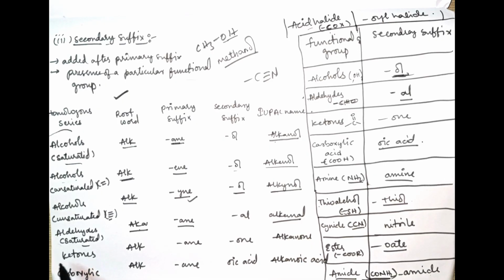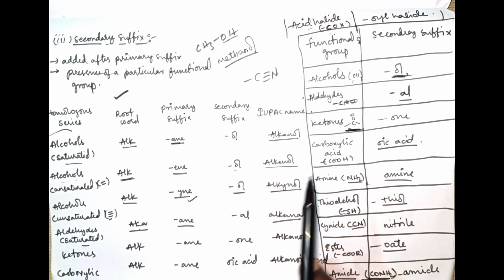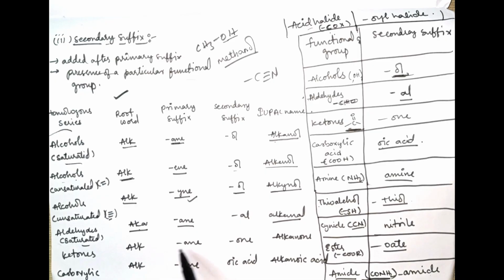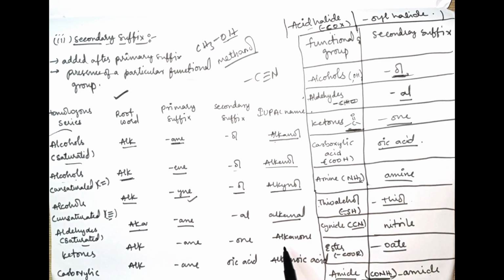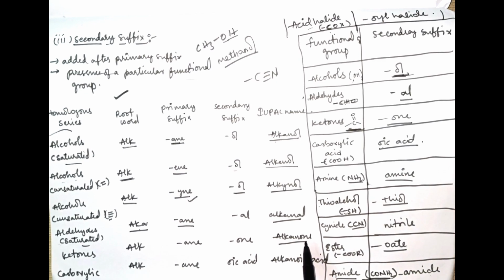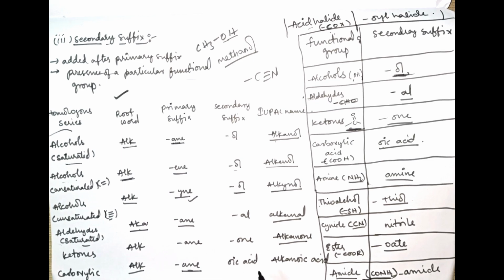Ketones, as I've told you, its representation is this one, and we know that root word becomes alk, saturated compound, it's ane, and secondary suffix becomes one from this table, and in total we can say alkanone is the IUPAC name. So take carboxylic acids, alk, it's a saturated one, as I've told you, ane, and its secondary suffix becomes oic acid, and in total it becomes alkanoic acid. So let's continue on our next page.